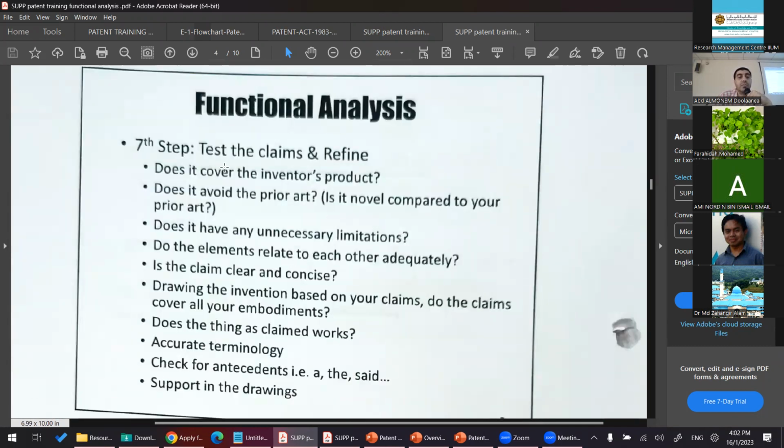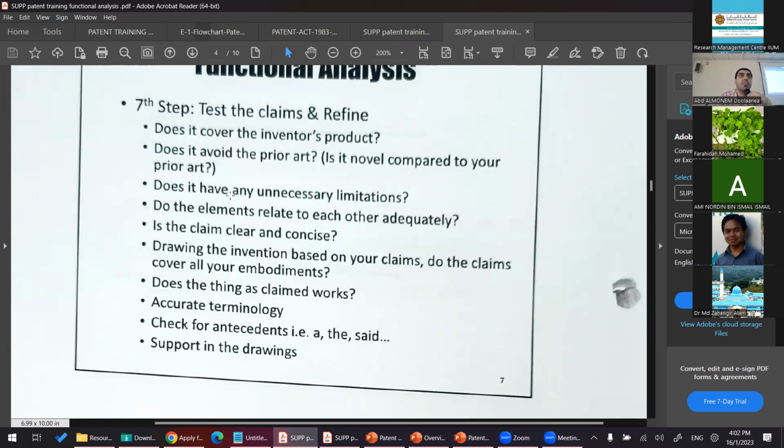Now, test the claim and refine. Does it cover the inventive product? Does it avoid the prior art? Does it have any unnecessary limitation? This one is also important. Have you added more features that are not necessary? Because the more features you add, actually the more restriction you add. Do the elements relate to each other adequately? Is the claim clear? Draw the invention based on your claims.